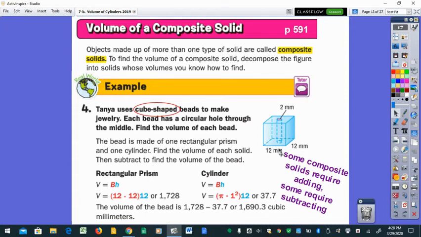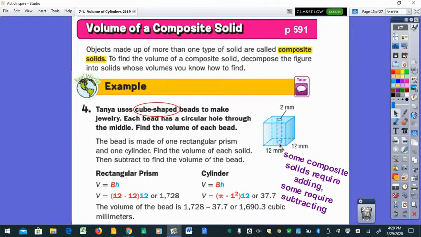Now we're going to go back. We're going to just pay attention to the hole, which is in the shape of a cylinder. You're going to notice they gave us the diameter. So again, we have to cut that in half to get the radius right there. So 1 squared. We're going to take 1 squared times the height of the cylinder, which is the side of the cube, which remember that height was 12. So we're going to take 1 times 12. So 12 pi would be the exact answer. And then when we multiply it, we get about 37.7 cubic millimeters.